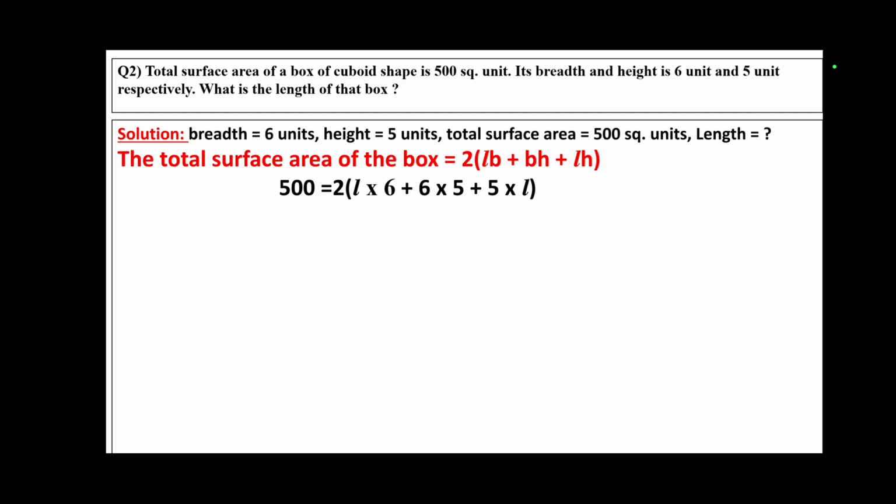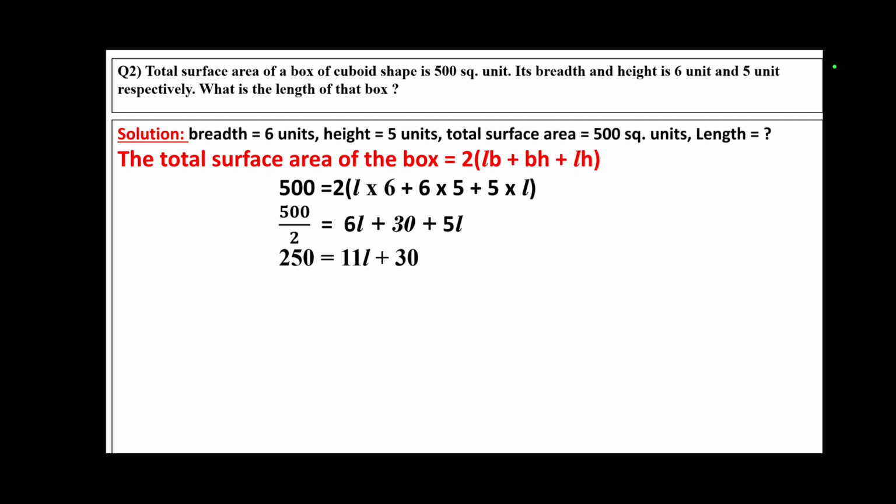Substitute the values. Area we have, 500 equals 2 times (length we don't have, so L into 6, breadth is 6, plus 6 into 5, plus 5 into L). So the 2 will go to the left side and become divide, 500 divided by 2. In the bracket we have to solve. 6 into L is 6L, plus 6 fives are 30, 5 into L we get 5L. 500 divided by 2 we get 250 equals 6L plus 5L, we get 11L plus 30.